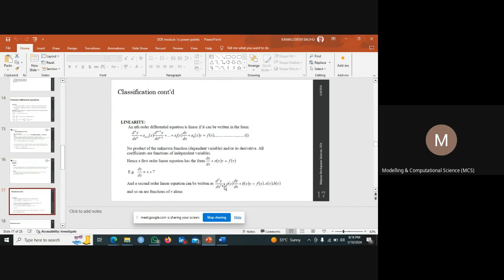So d squared y over dx squared plus, you can see that this one I'm reading out now looks like the nth order because they follow the same trend. When you substitute n as one, you have this. When you substitute it as two, you have this, and so on up to the nth order differential equation.